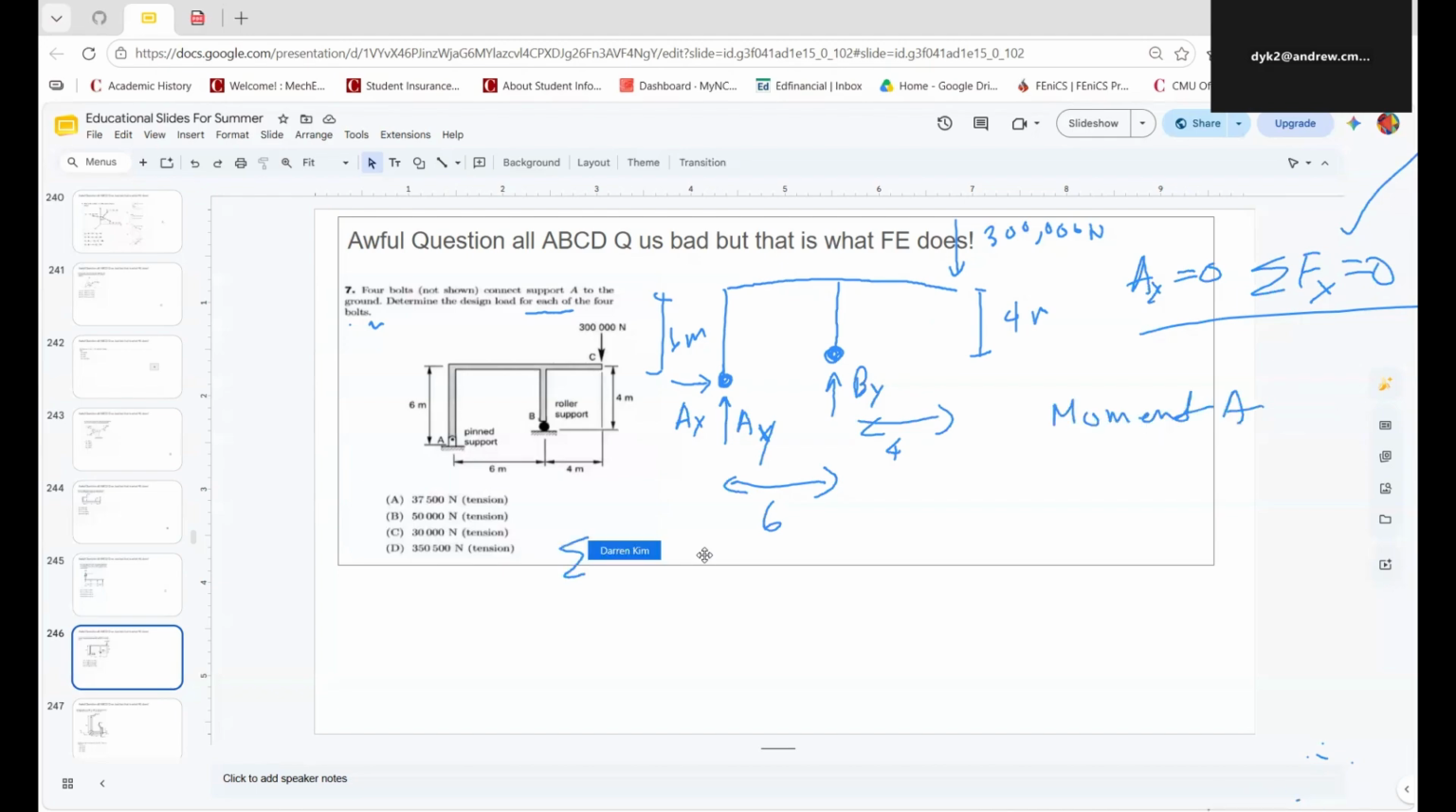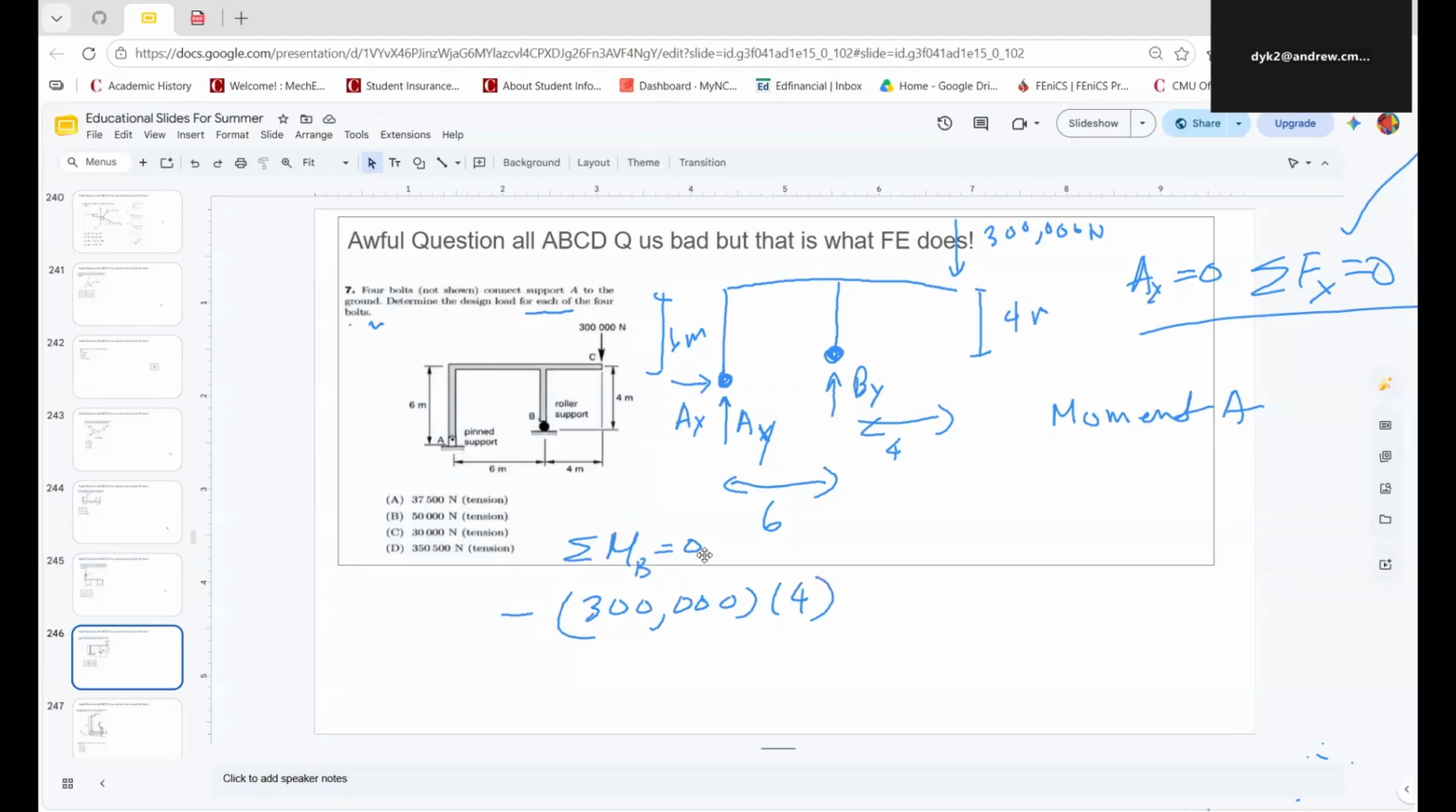So we're going to do the summation of moments. Actually, no. We should be doing a moment on B, because with the moment on B, we get AY, and AY is really what we're looking for. We're not looking for BY, because it said the 4 bolts. So in this case, I would want to do a moment on B equals 0. Here we have 30,000 newtons multiplied by 4. Is it a negative or positive direction? It is definitely a negative direction.